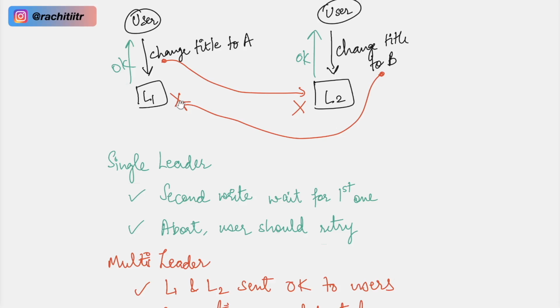And when the second user is trying to perform a write, we can actually say that there is already a write happening on this particular row. So you can either wait or we are going to abort it. So single leader already knows that there are two writes happening. That's not the case with multi-leaders. So that's why it's tricky.